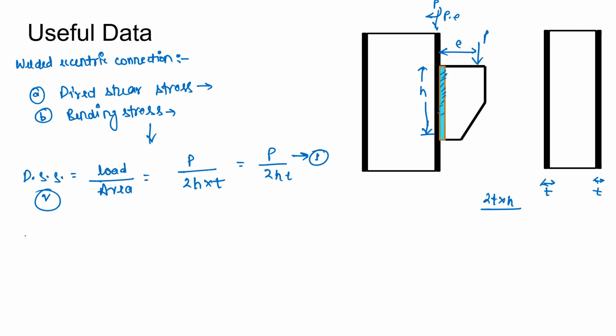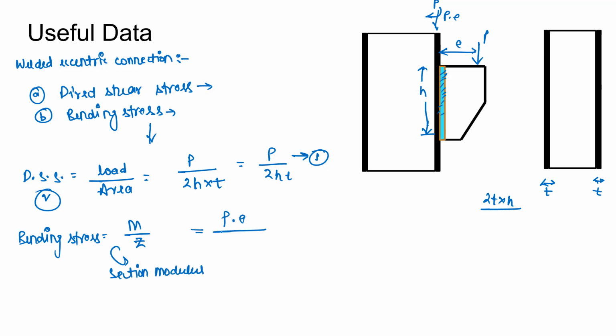Now coming to the second stress, bending stress, that will be M upon Z, where Z is section modulus. Moment here is P into E, and for section modulus we are considering the welded connection as a rectangle, so it will be BD square by 6. Here B is 2T and D is H, so it will be TH square by 3. If we simplify it, it will be 3PE divided by T into H square. This will be our second equation.